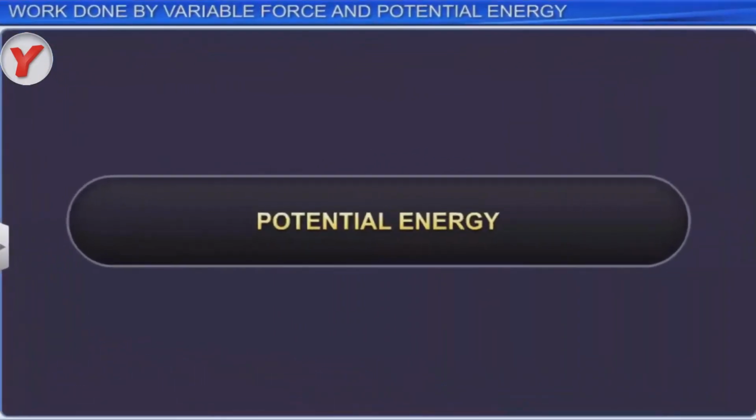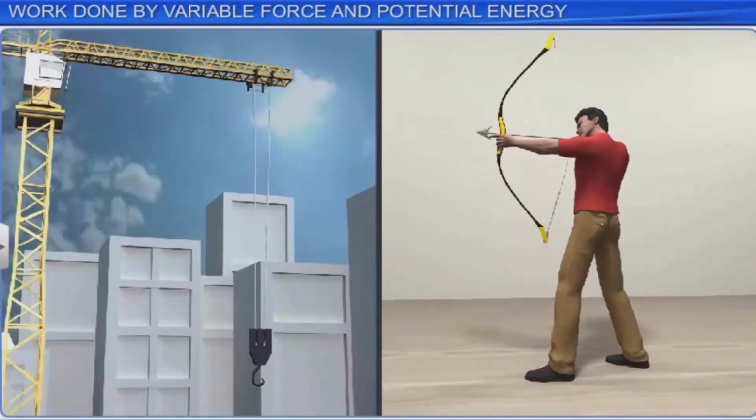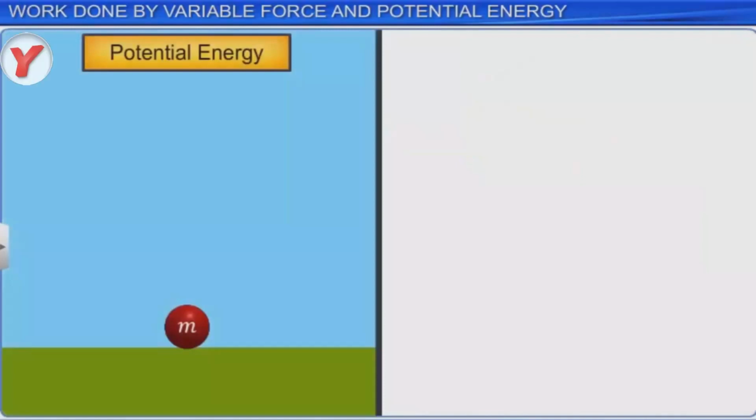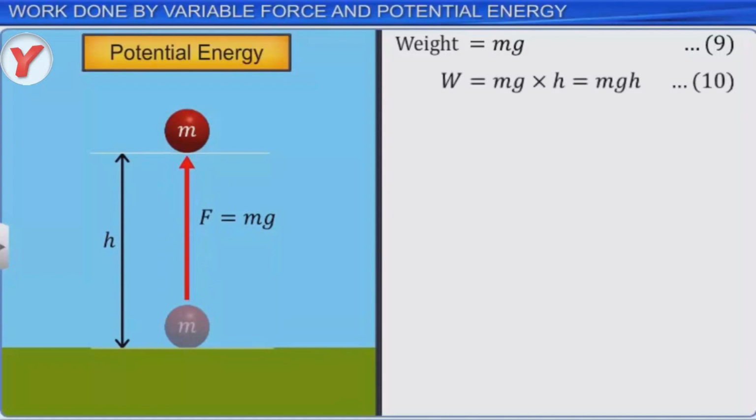Now let us learn about potential energy. The energy stored in a body, by virtue of its position or configuration, is called potential energy. Consider a body of mass m placed on the surface of the earth. The weight of the body placed on the surface of the earth is denoted by mg. Let this be equation 9. To raise the body through height h above the surface, the minimum force required is its weight, which is equal to mg.